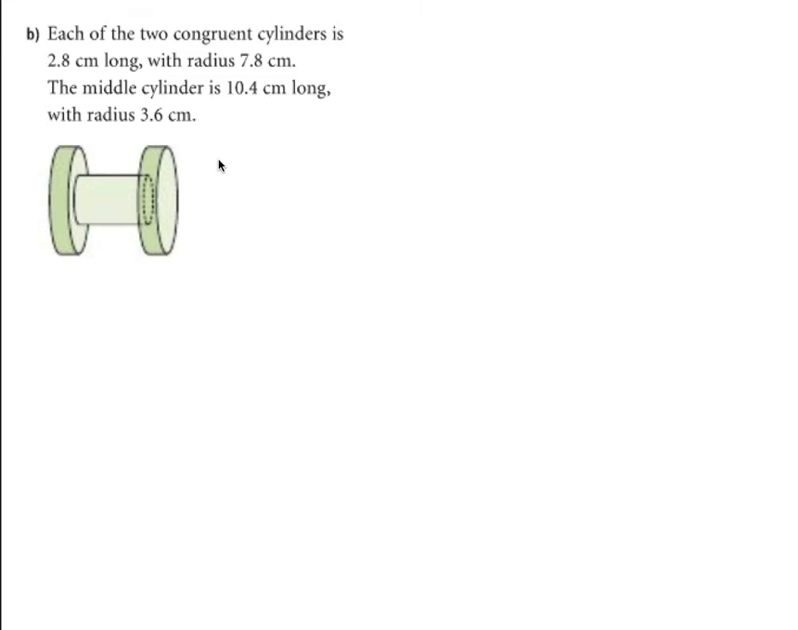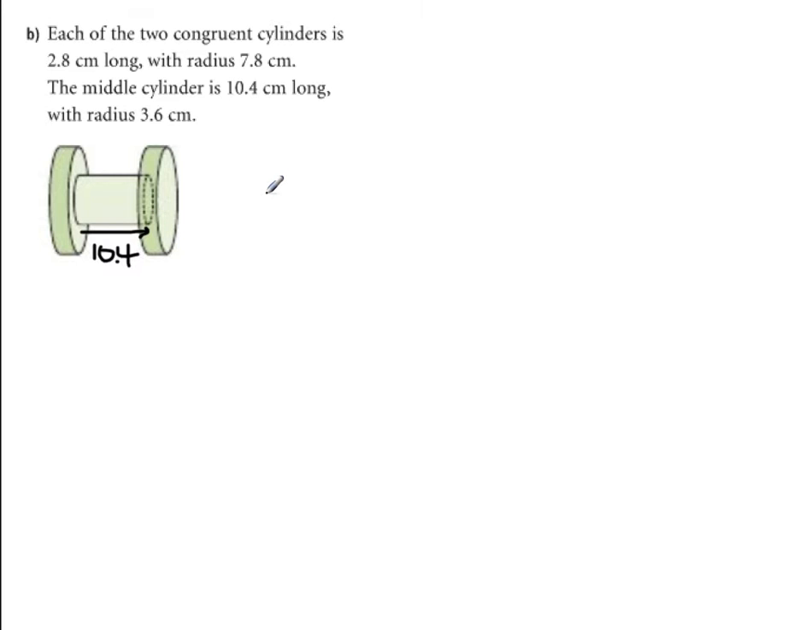Okay, so we have two congruent cylinders. Congruent means exact same measures. So the two cylinders on the sides are 2.8 centimeters long with a radius of 7.8 centimeters, and the middle cylinder is 10.4 centimeters long with a radius of 3.6. So this middle one right here is 10.4, and it has a radius of 3.6.